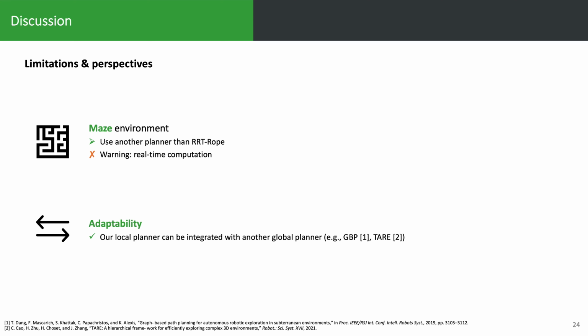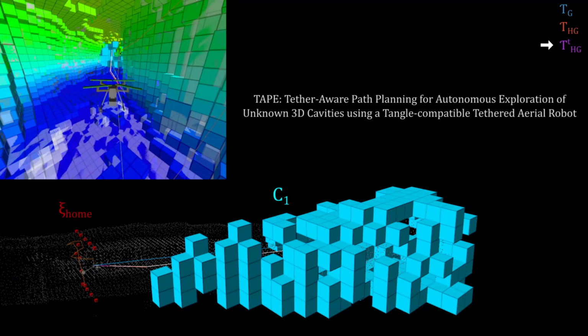If you are interested in using our method in a maze environment, another planner than RRT rope is encouraged for path generation, but you should be warned about real-time computation. Also, our local planner can be fully integrated with any other global planner of your choice. Here is a demo of our exploration algorithm with the live path decision that you can see in the upper right corner. Thank you for listening.